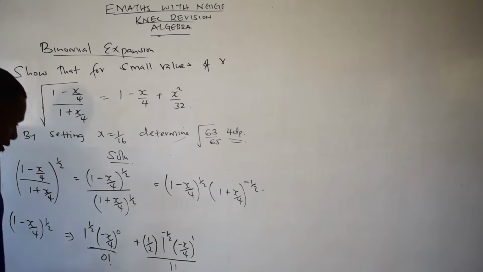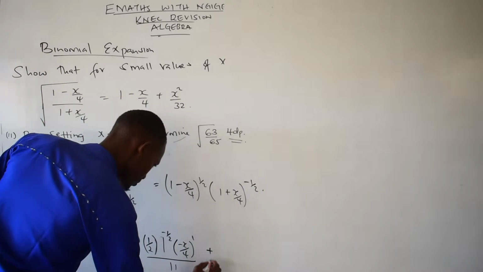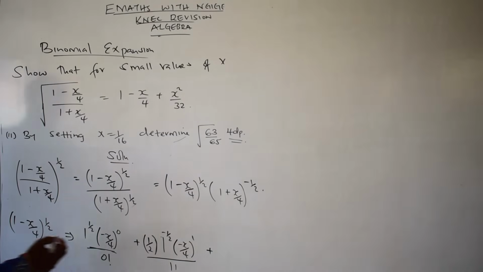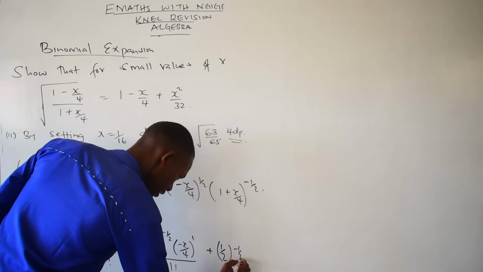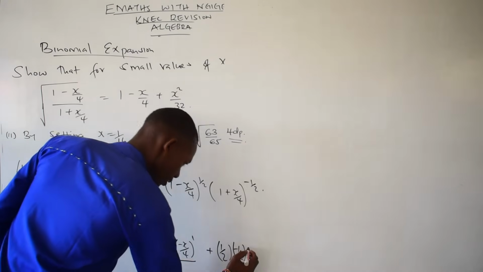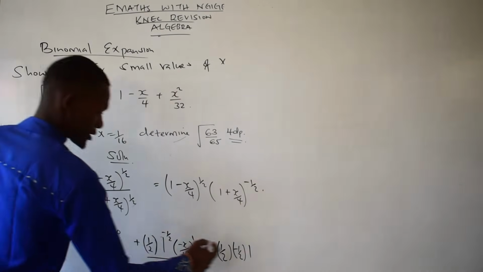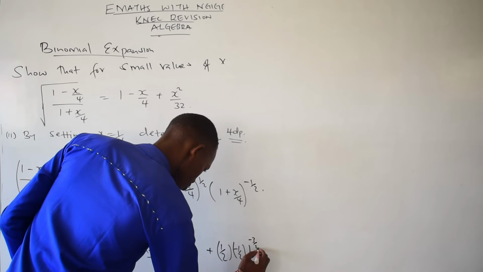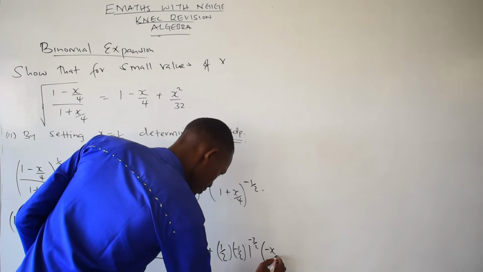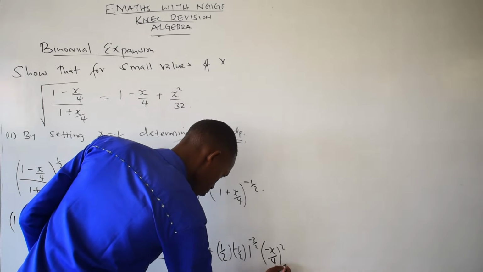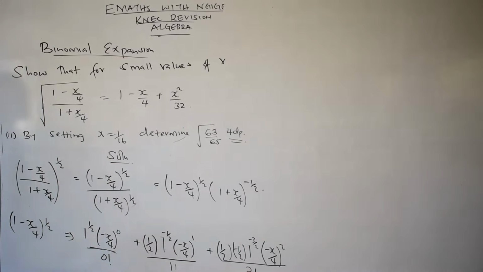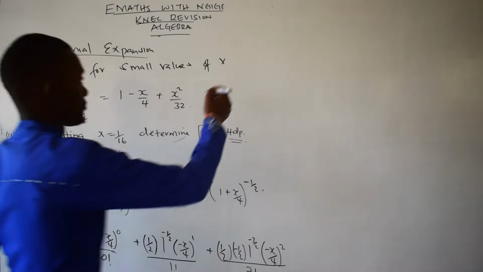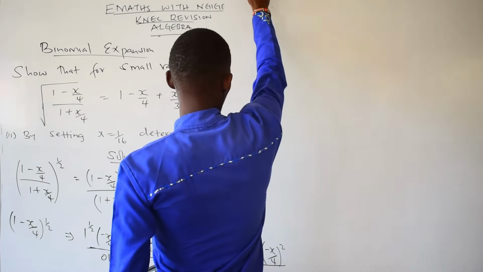Then from there, continue to add. The third term, remember we are getting only 3 terms. You drop the power again, so you shall have a half, then negative a half, then 1, reduce the power by 1, we have negative 3 over 2, then negative x over 4, you square them, over 2 factorial. Now, so we have our terms there.